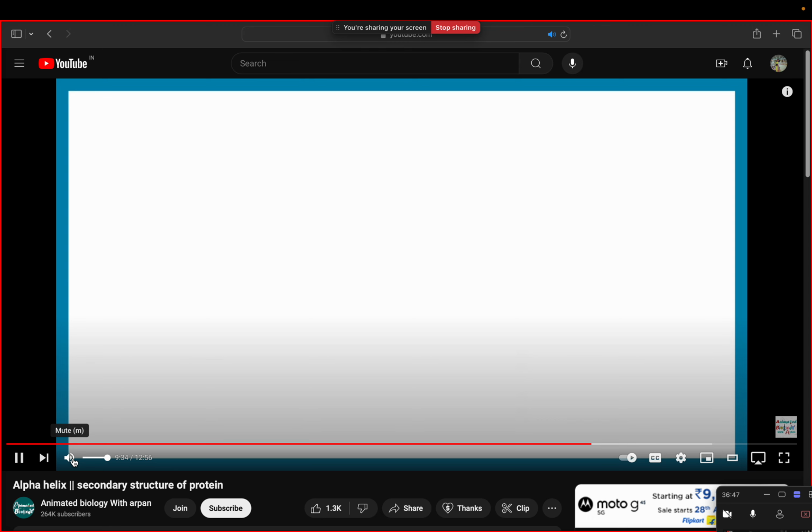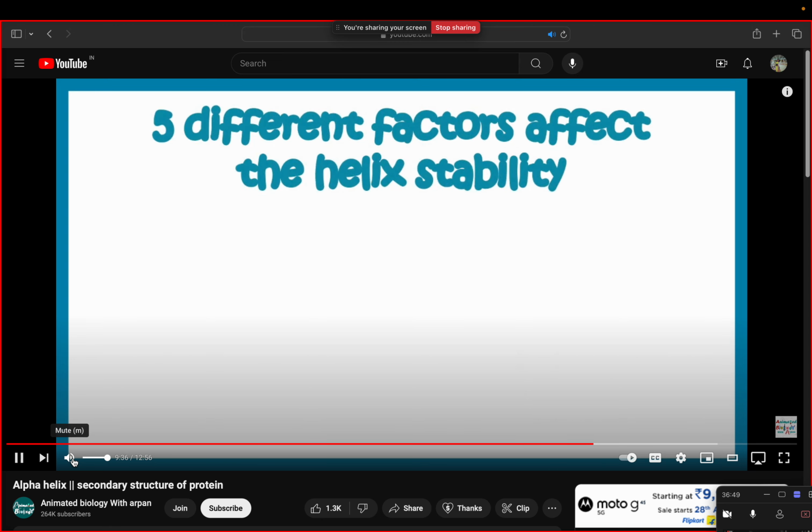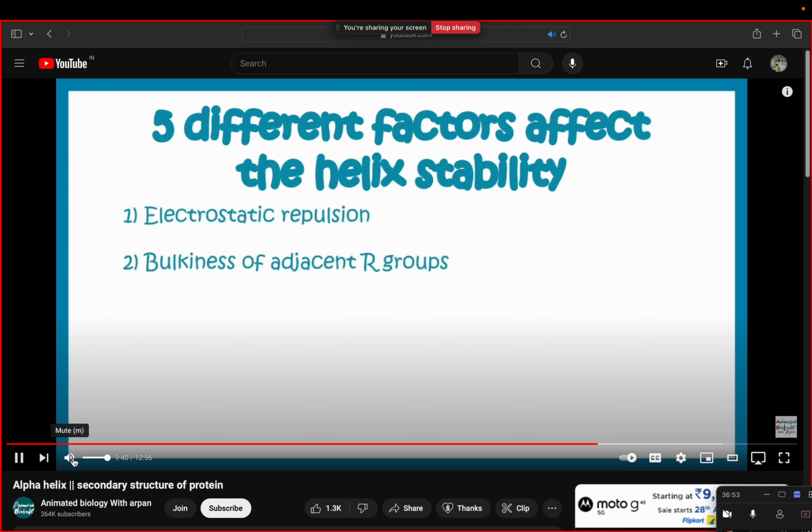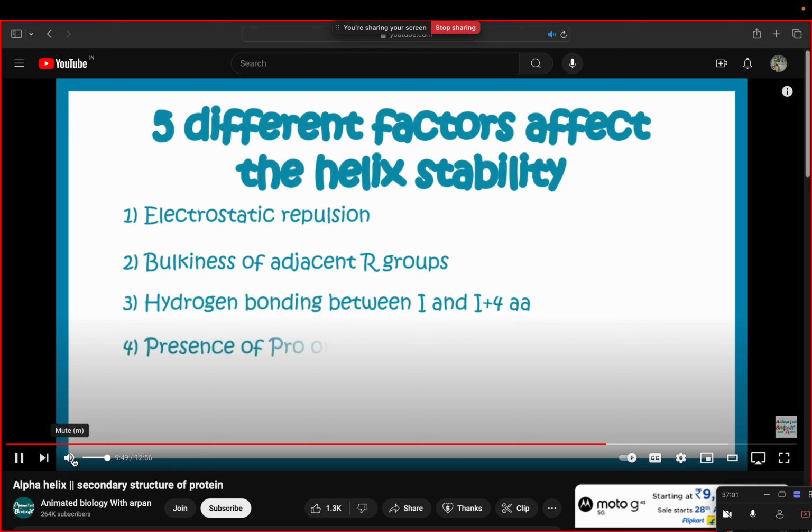So let's just summarize the factors which are affecting helix stability. First of all, electrostatic repulsion. Second, bulkiness of adjacent R groups of amino acids. Hydrogen bonding between the I and I+4 amino acid is absolutely crucial.